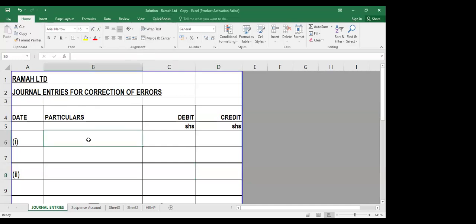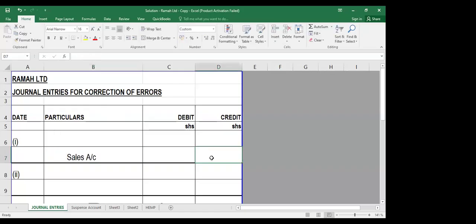So we have Rama Limited, and note number 1, we've been told a figure in our sales day book was understated. So definitely our sales are on the credit side. Sometimes I encourage students to start off, especially for errors that affect the trial balance, with the account that you're conversant with, if you know which side it is falling. For example, sales are on the credit side.